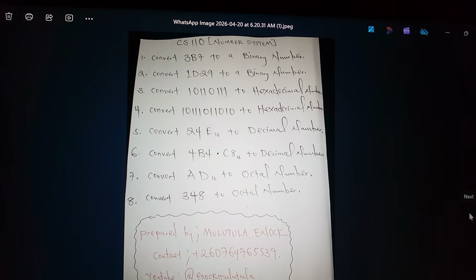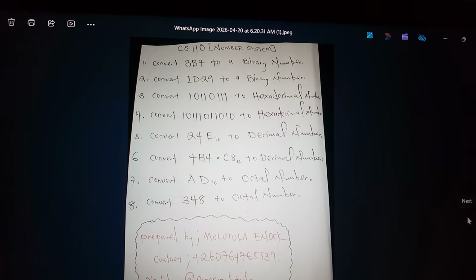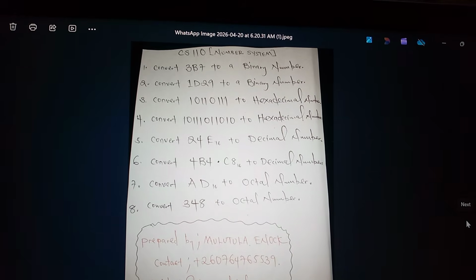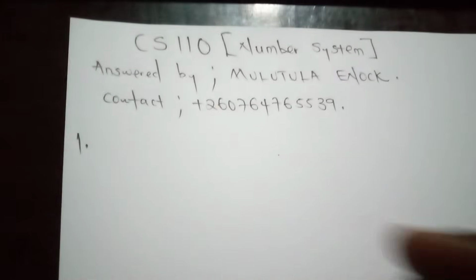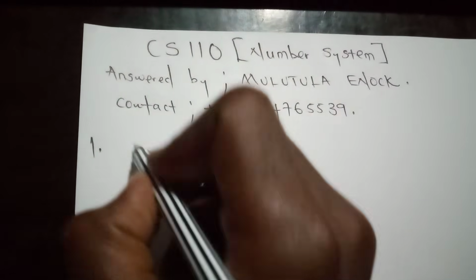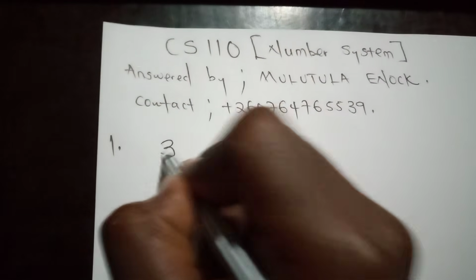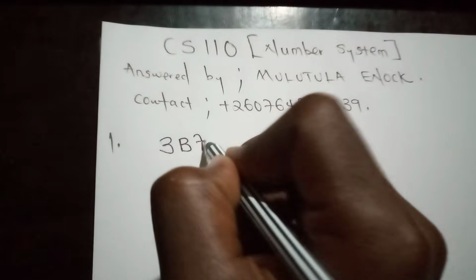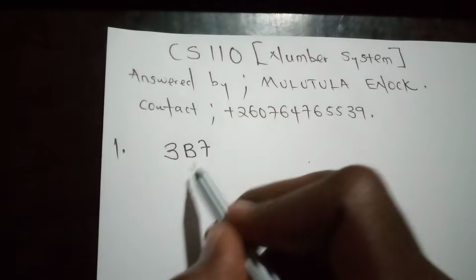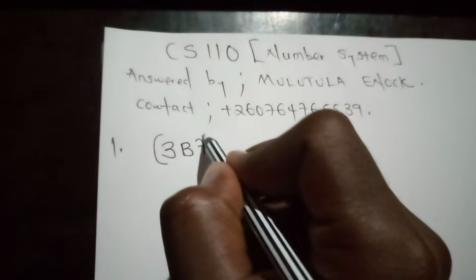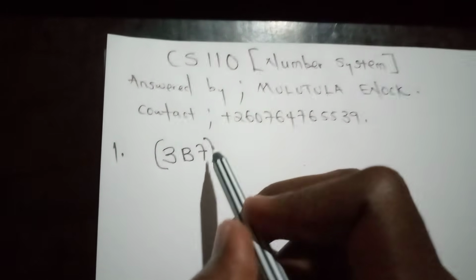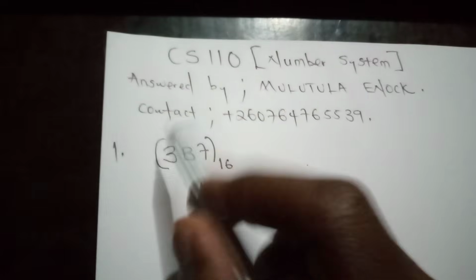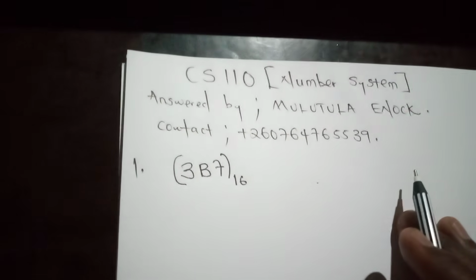So the first question reads, convert 3B7 to a binary number. So we can start. The value that you have been given, 3B7, this value that you are seeing there, is in hexadecimal. Now they want us to convert this value to a binary number.